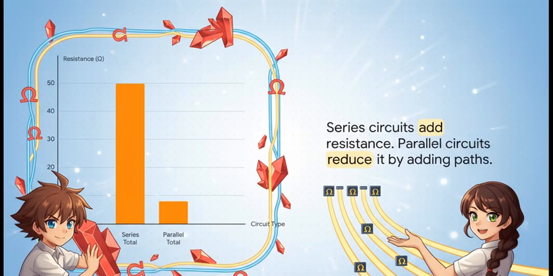And this chart just spells it out beautifully. In a series circuit, every resistor is just another roadblock, so the resistances just add up, making for a big total resistance. But in parallel, adding more resistors actually creates more highways for the current to take, which, get this, reduces the overall resistance. It's a super important and kind of counterintuitive concept to get down cold.